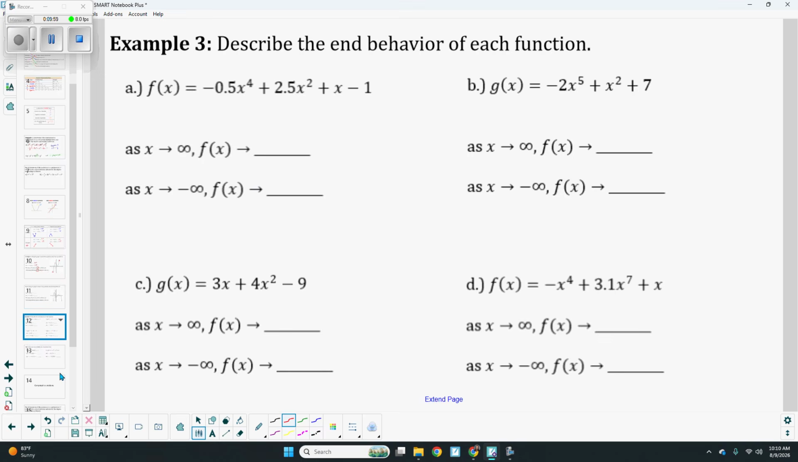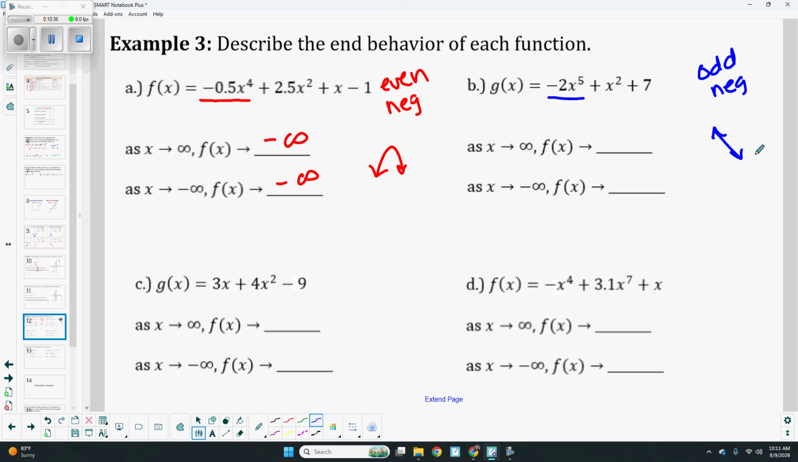For example 3, we're going to describe the end behavior of each function. Now instead of the graph, we have the actual function. So I need to find the term with the highest power. This is x to the fourth, which is even, and it's negative. So even and negative is both down. If you want to sketch your little graph there so you know. For this one, my highest power is the fifth power, so that is odd, and it's a -2. So this is going to be going down from left to right, which means negative on the positive, positive on the negative.